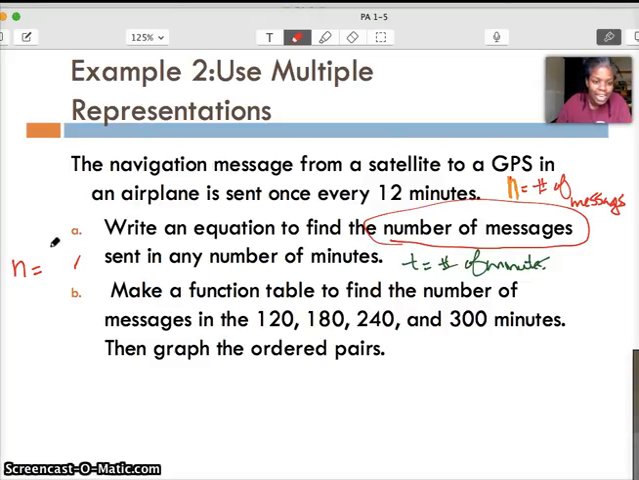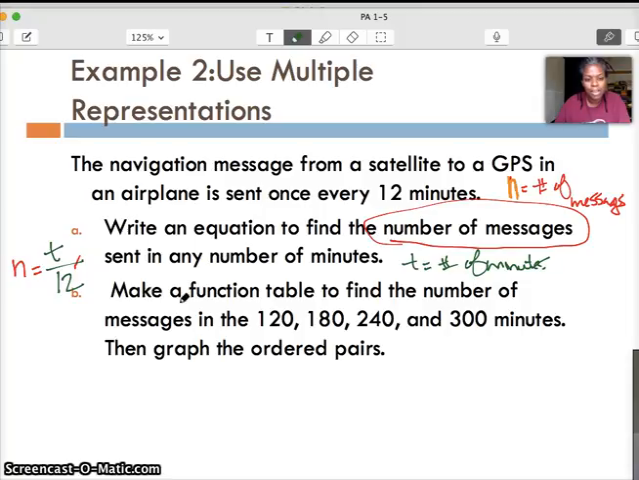So that's what we would do with the number of minutes, the t, that we have. If I had t minutes, what would I divide the minutes by in order to figure out the number of messages? It would be 12. So n is equal to t divided by 12 is going to be our formula. It's going to be our rule that we're going to use to answer the following questions.